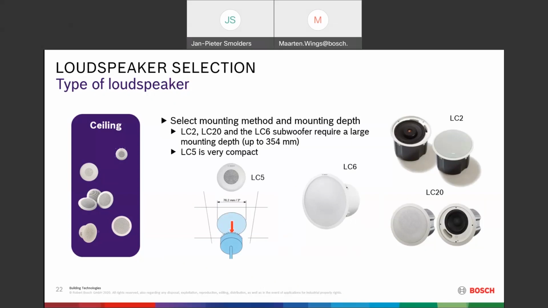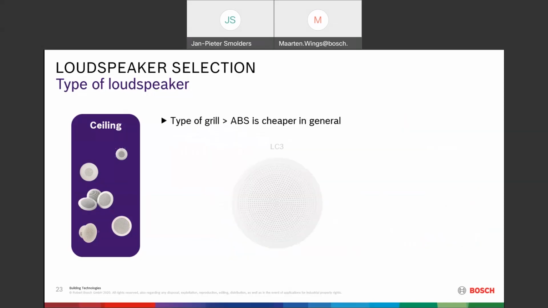And then again, we also have a very small Spotlight version of the LC5 with actually quite a good sound in it. Easy to install. You can just drill a hole in the ceiling and click it in. So that could also be a choice. Then the type of grill, there are different materials, metal or ABS plastic. ABS is in general cheaper, so the choice could also relate to the price of a loudspeaker, of course.